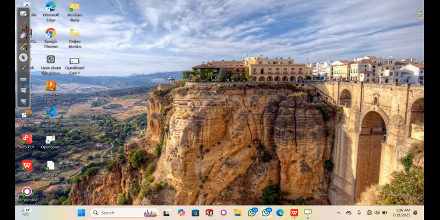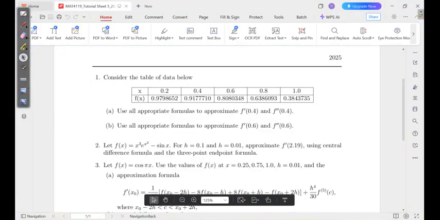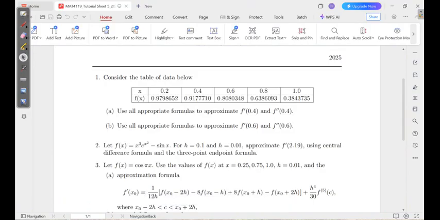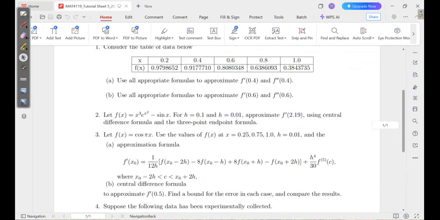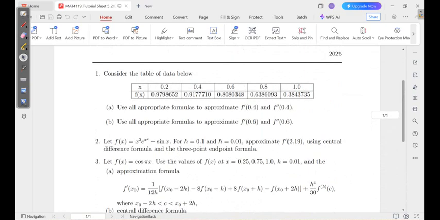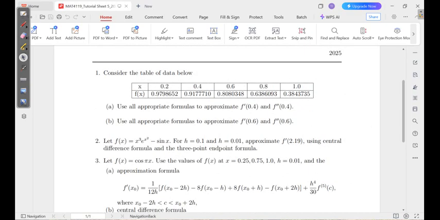Let's now look at this worksheet that we have right here. This worksheet contains questions from the topic numerical differentiation. So there are a total of 4 questions here, okay, and we'll start from question 1 and we'll continue in that order. Okay, so we're going to answer each and every one of them, but of course not all of them within this video.